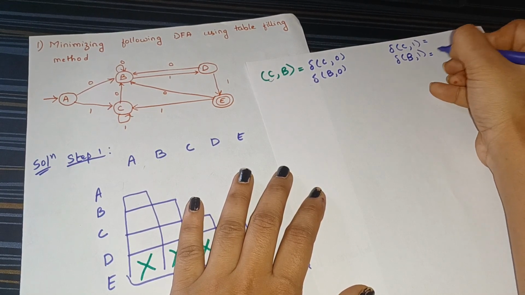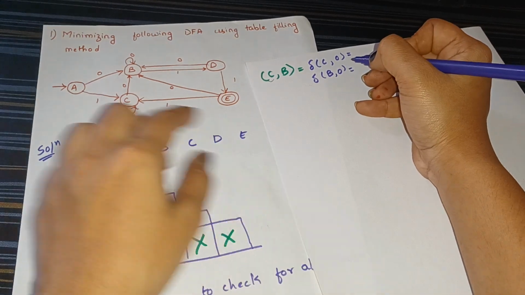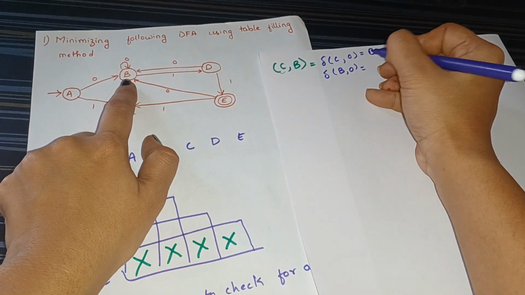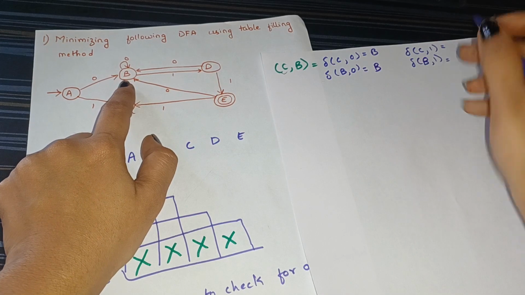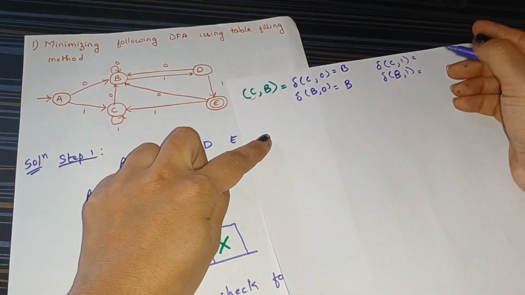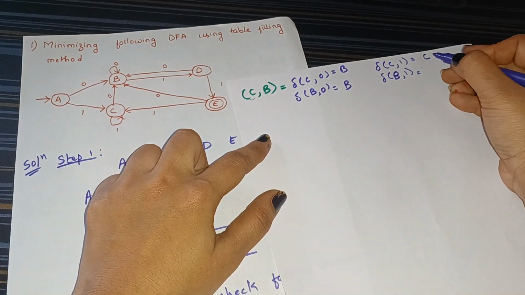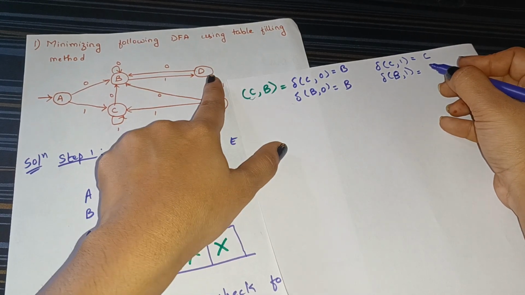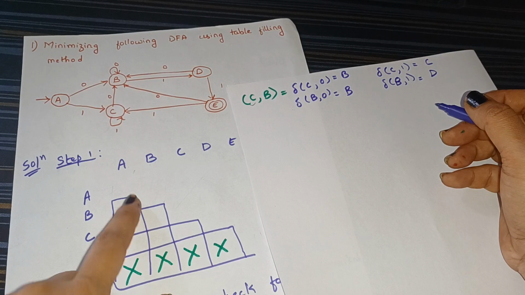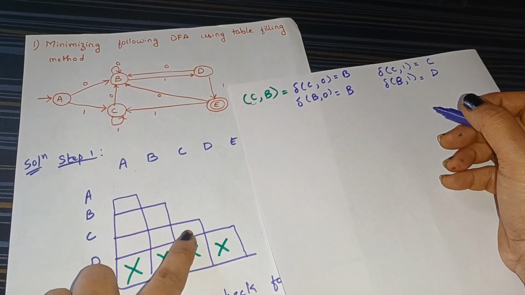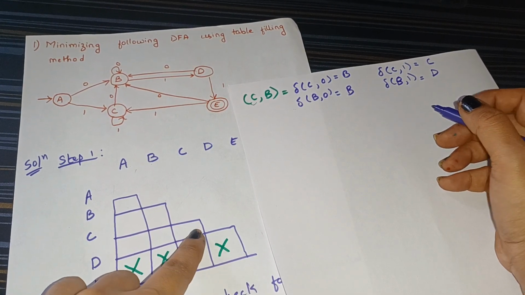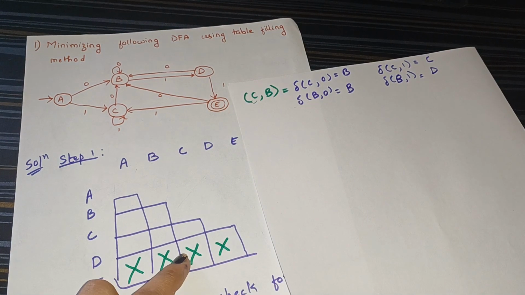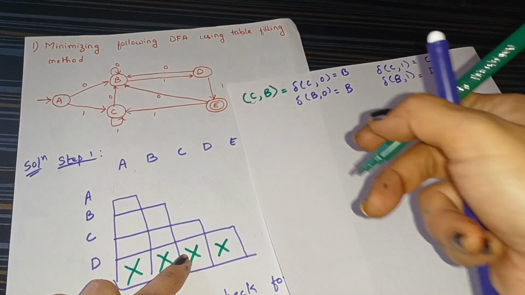Okay, so C on 0, where is it going? It is going to B. B on 0, it is going to B itself. C on 1, it is going to C, and B on 1, it is going to D. Whether DC is marked in this table, see DC, it is not marked, so we will not do anything.